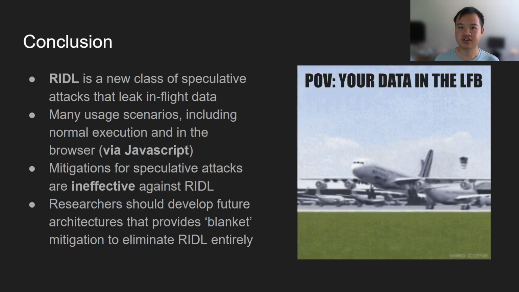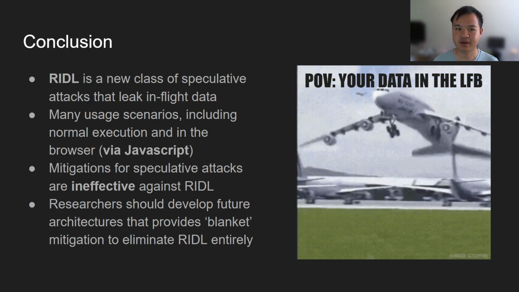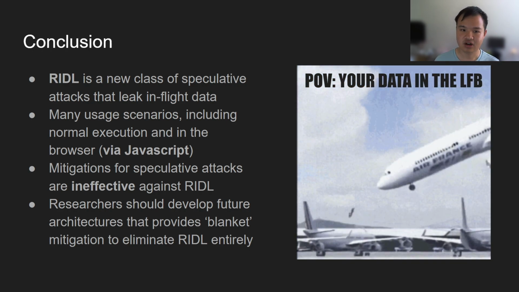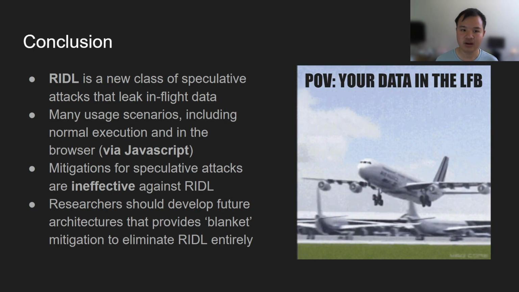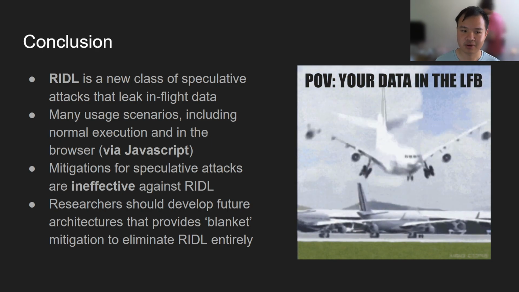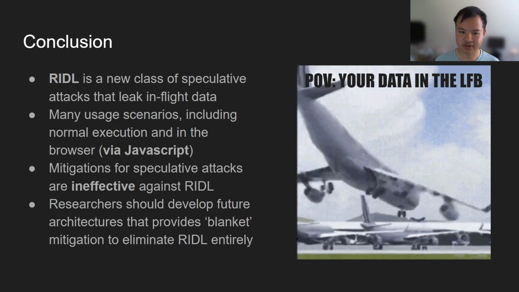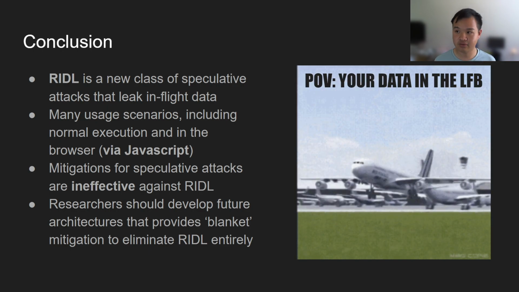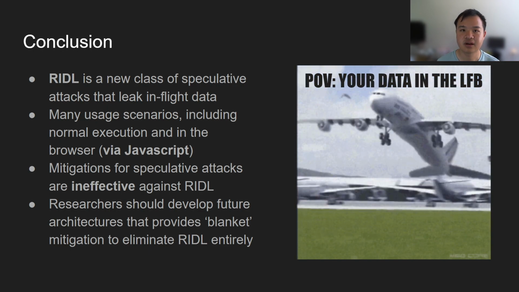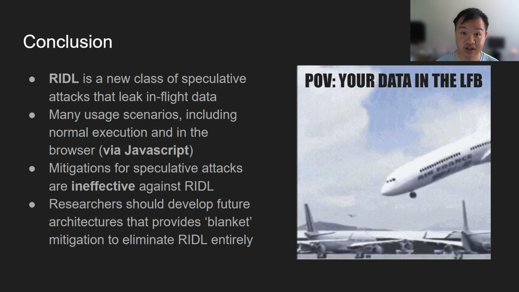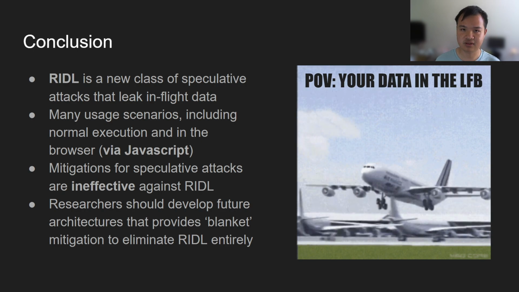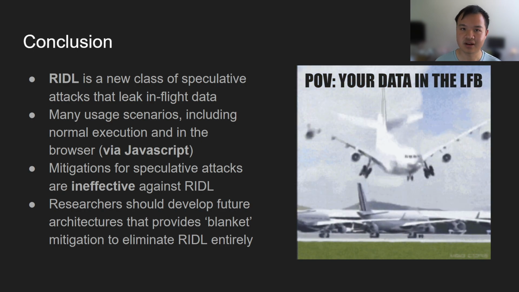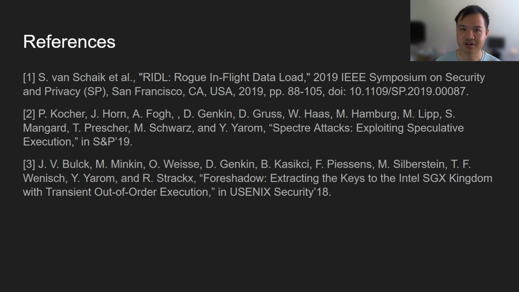As a conclusion, we know that RIDL is a new class of speculative attacks that leak in-flight data. There are many usage scenarios, including normal execution of the CPU, like during out-of-order execution, and in the browser, like JavaScript. Existing mitigations for these speculative attacks are really ineffective against RIDL. Finally, the authors suggest that future researchers develop new architectures with a blanket solution to eliminate RIDL entirely. And here are the references. Thank you so much for listening to my presentation.